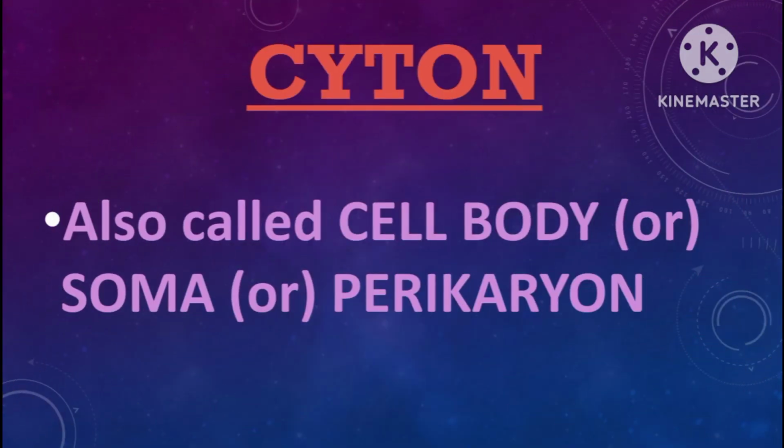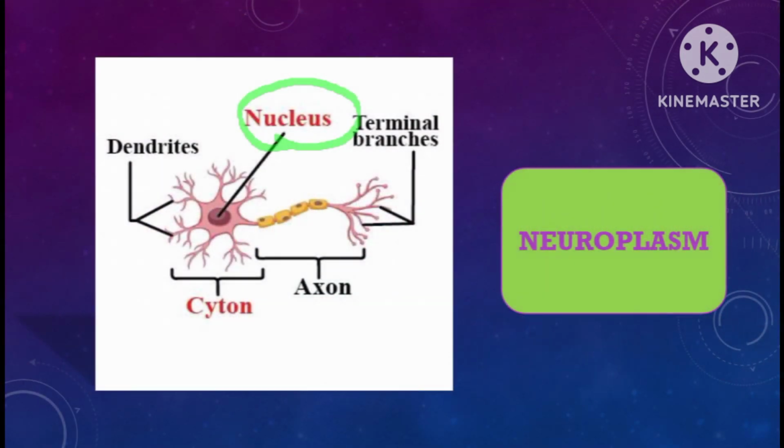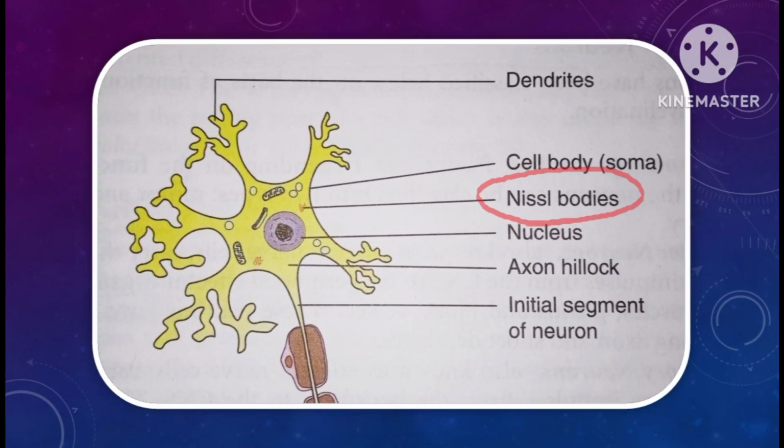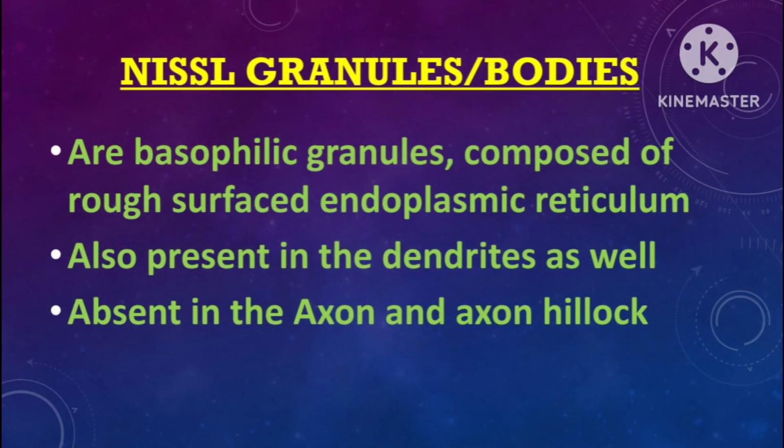First is Cyton. This Cyton is also called cell body or soma or perikaryon. This cell body has a nucleus in the center, which is present in the cytoplasm called neuroplasm. Inside a cell we say cytoplasm, right? Here this is a nerve cell, so it is called neuroplasm. In this neuroplasm, it has large granular bodies called Nissl's granules. These Nissl's granules or Nissl's bodies are basophilic granules that are composed of rough surfaced endoplasmic reticulum.